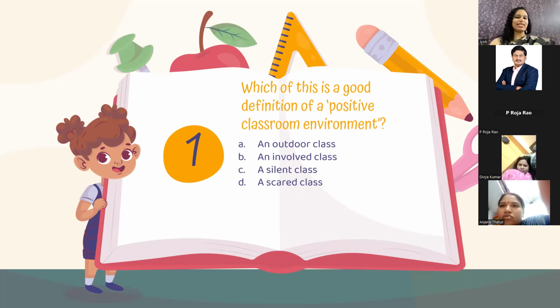B. Involved. Correct. I think Venkat sir was the first one. No, Mr. Tarang Chaudhary was the first one to answer. Very good. Next one. Sir, we'll go a little quick now.